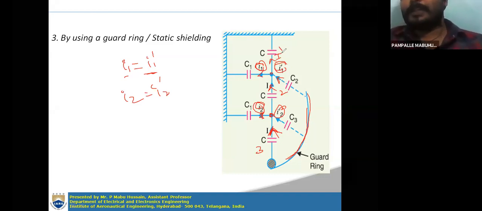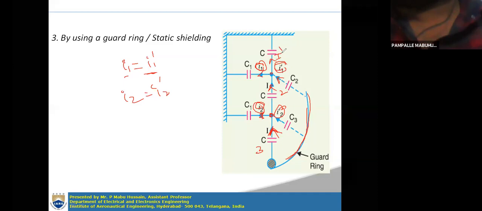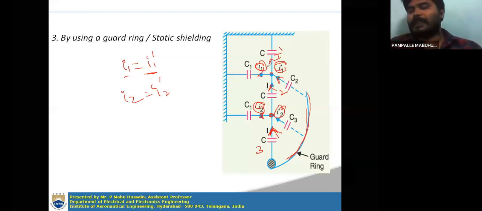So when you use the guard ring, because of that guard ring, there exists a capacitance between the metal links and the guard ring, and a current will flow, which is called the discharge current. That current I1 dash will be neutralized by this I2, so the two will get cancelled. So the current flowing through the second insulator and the first insulator will become the same.